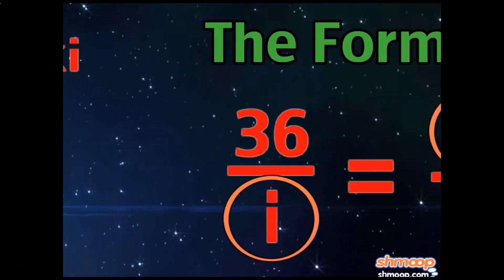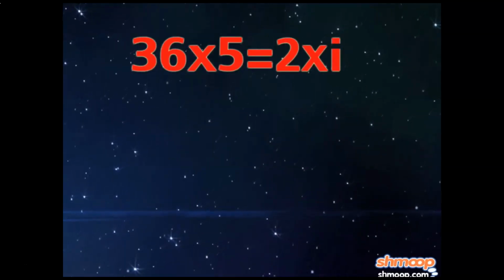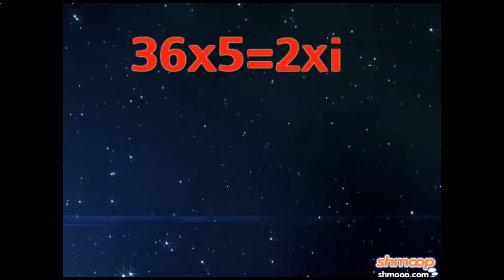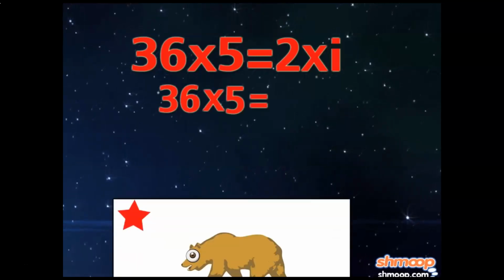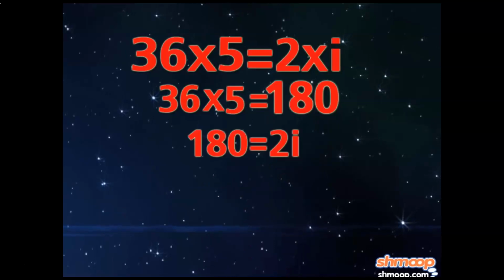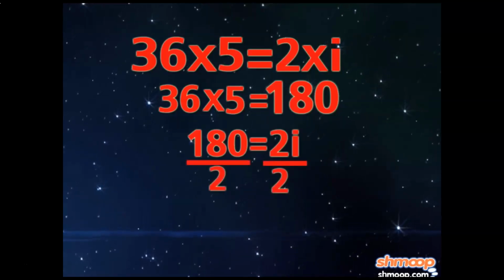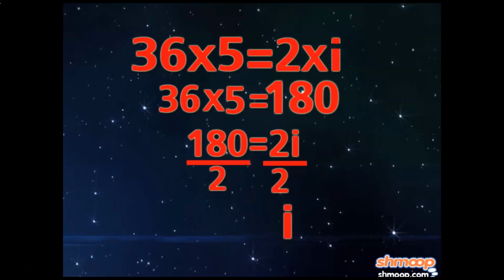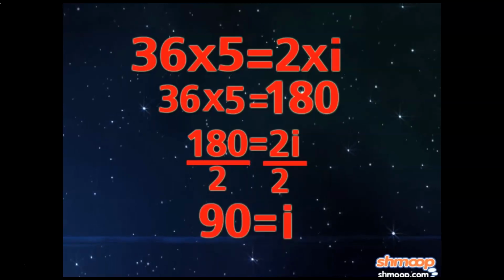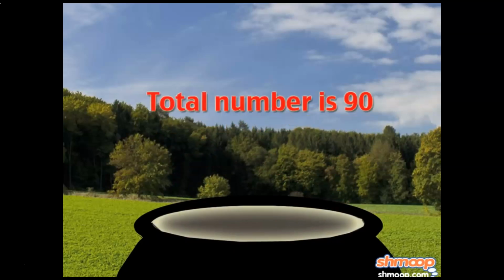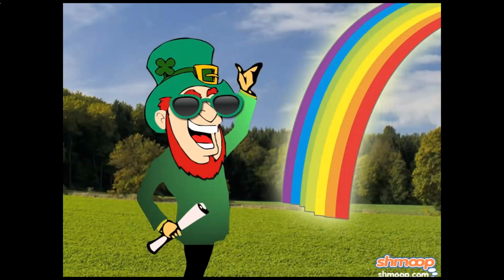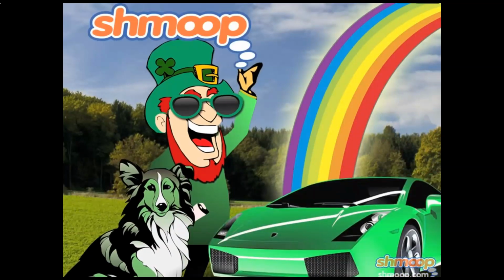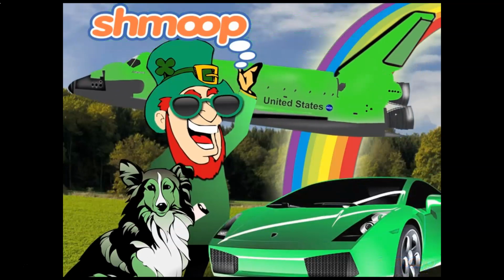Using the method of cross products, we know that 36 times 5 will equal 2 times I. 36 times 5 in California equals 180. So 180 equals 2 times I. Next, divide both sides by 2 to get I equals 90. The total number of items in Leonard's pot is 90. Leonard, it looks like you'll be getting some greens, so you can go out and buy, well, more greens. If only I got to be Lucky Charms. I seem to be in pickle.